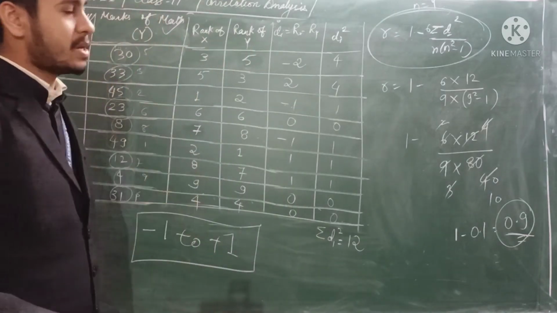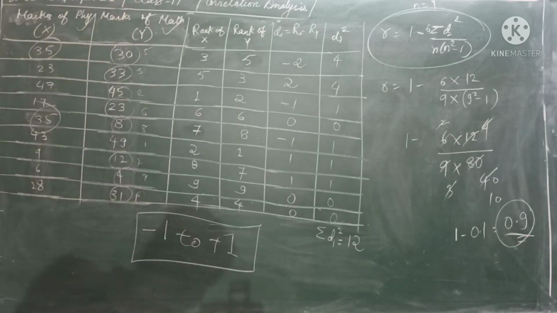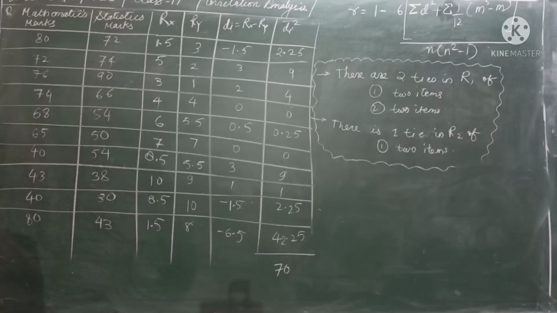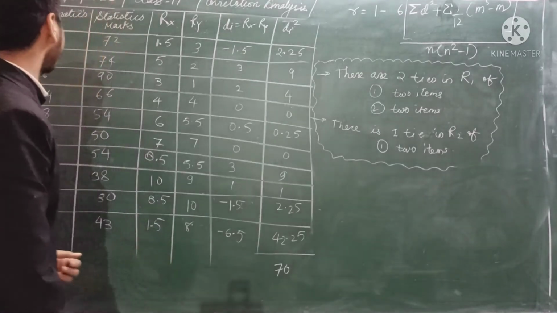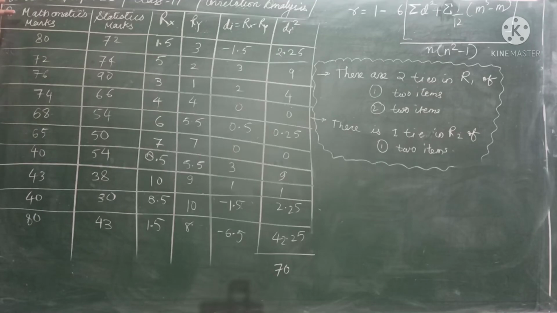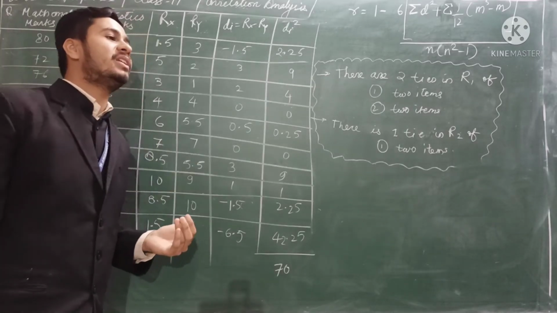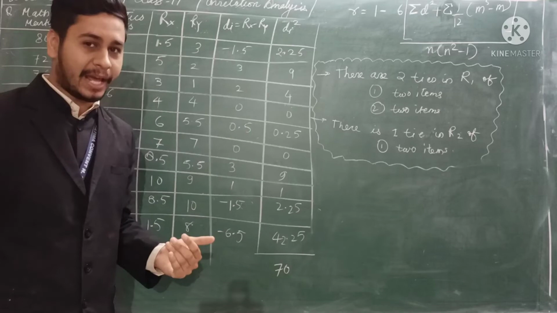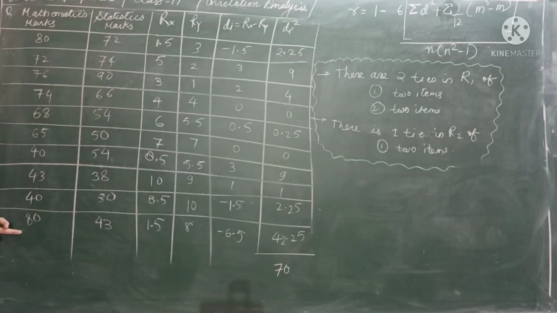So let us take one question in which there is a tie, a question which is based on the ties. I'm taking two variables, mathematics marks and statistics marks. Now you will be able to understand how to deal with ties in the rank. From this, just try to give them rank.